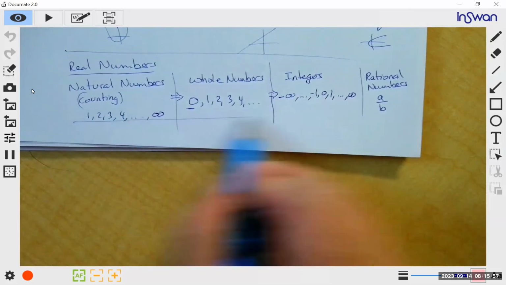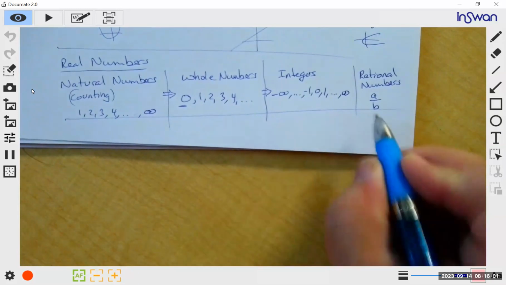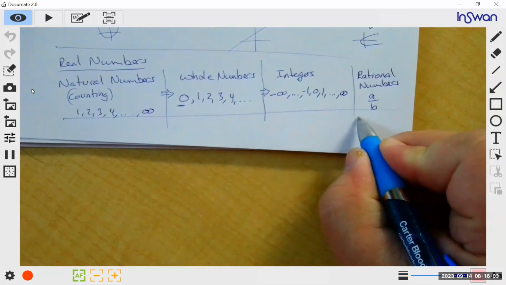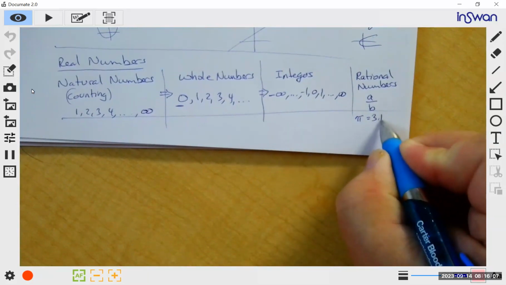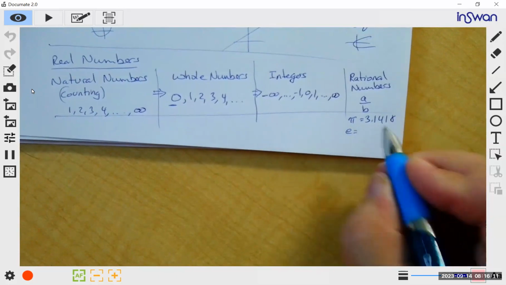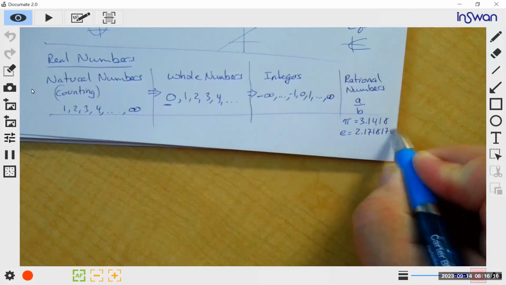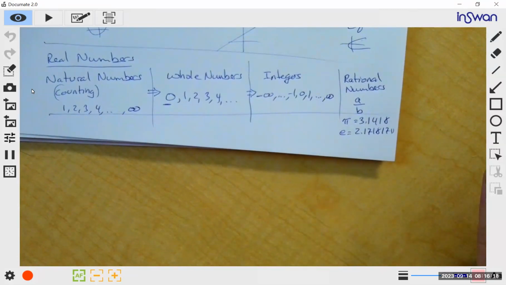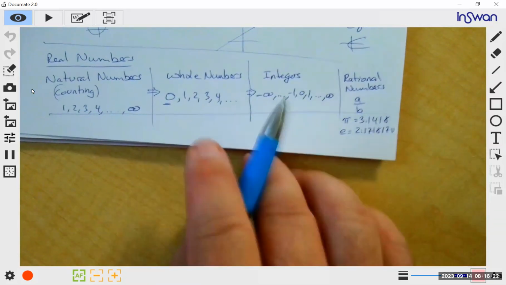So those are your real numbers. Any number you can think of. And inside this list, there are numbers like pi, which is 3.14159, and a number called e, Euler's number, 2.71828. These are constants, but these are all decimals.